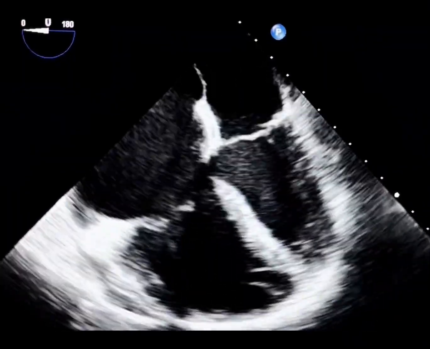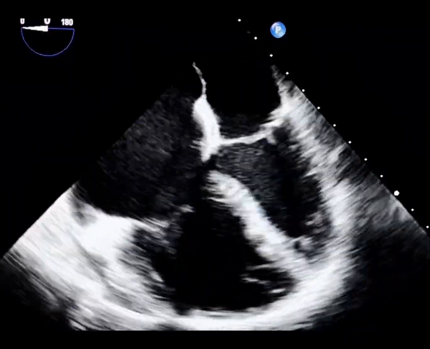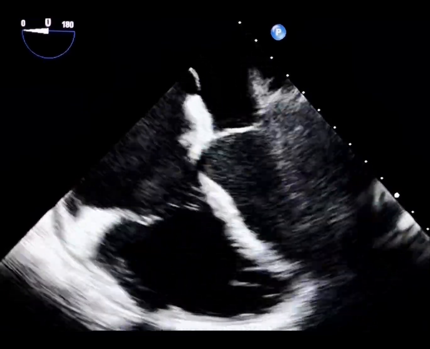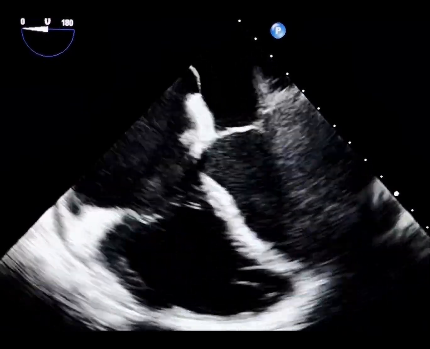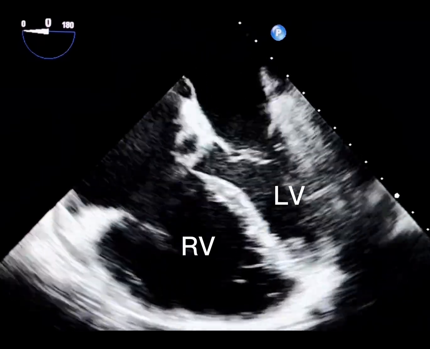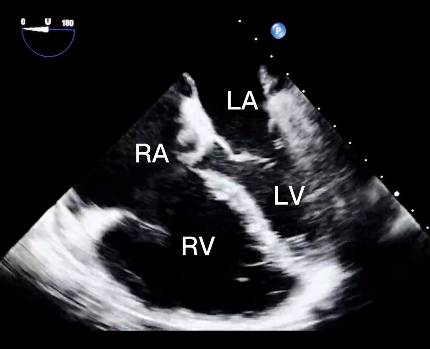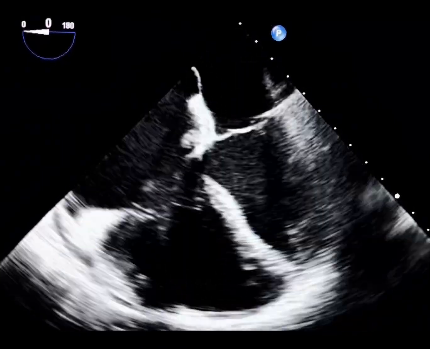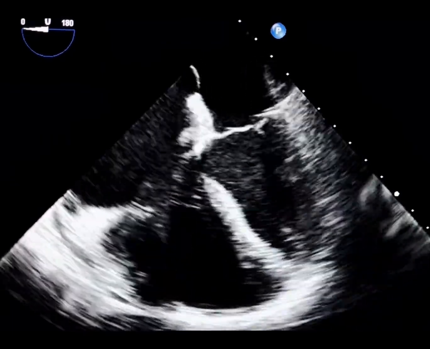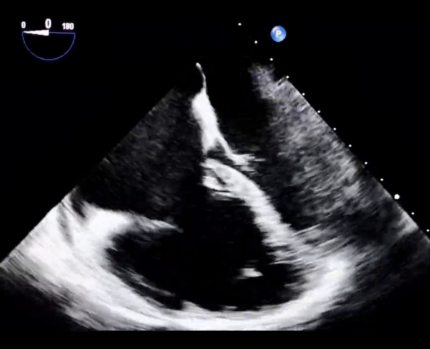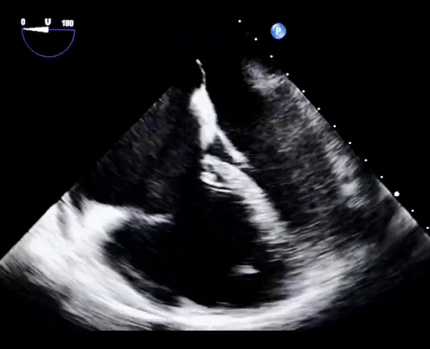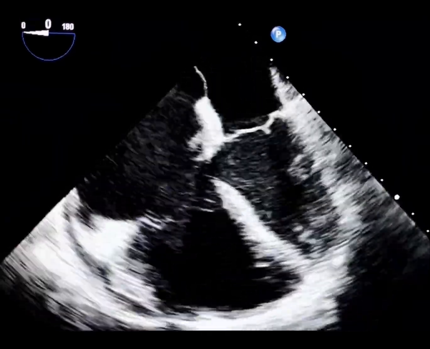Let's delve into the transesophageal echocardiographic view. We observe a severely hypokinetic right ventricular apex, while the basal segments of the right ventricle maintain preserved motion. This pattern represents a paradoxical or reversed McConnell sign.